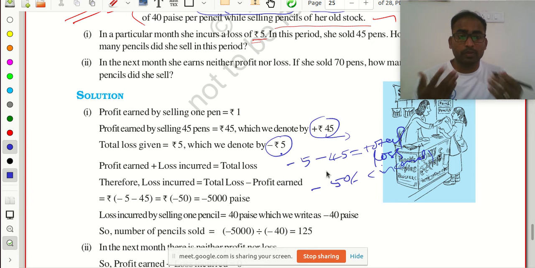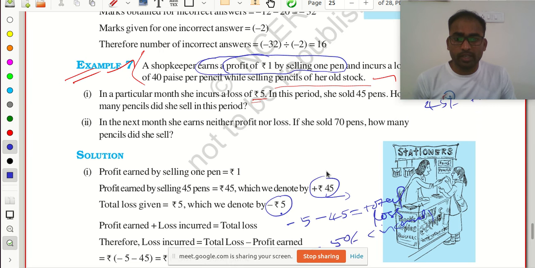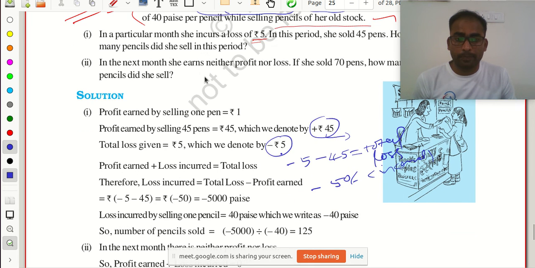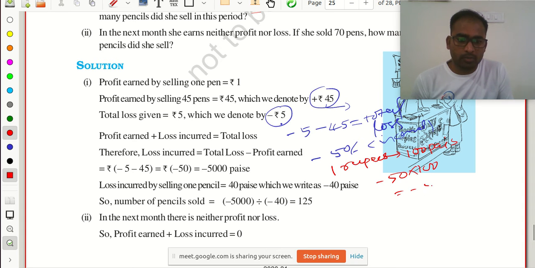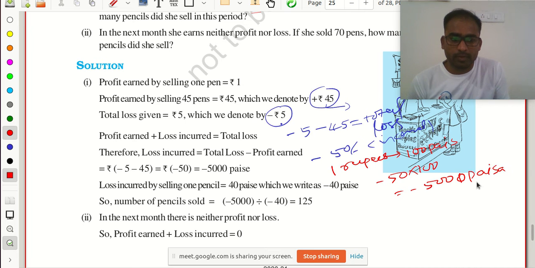So minus 50 rupees, next we need to convert it to paisa. Why? Because per pencil she loses 40 paisa, so that we can find how many pencils. So we need to convert this 50 into paisa. 1 rupee is equal to 100 paisa. So minus 50 into 100 is equal to minus 5000 paisa. Clear?